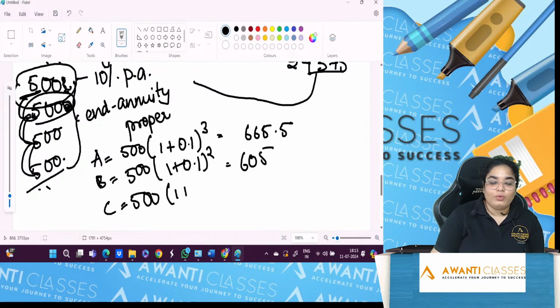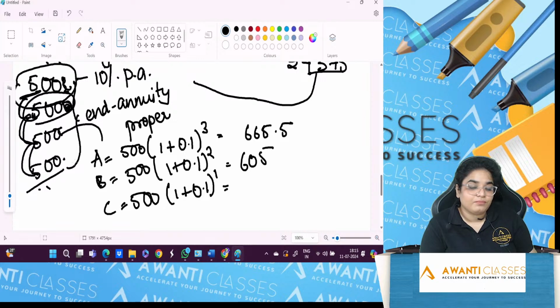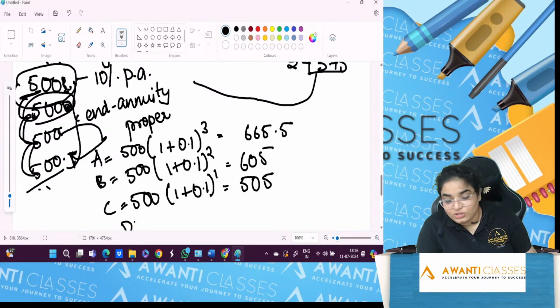C is how much? 500 into 1 plus 0.1 to the power of 1. Why? Because there is only one more year at the bank. No matter when he gives, now it is only 1 year left to the maturity of this policy. So, this will be how much? 1.01 into 500. This is 505. Yes.